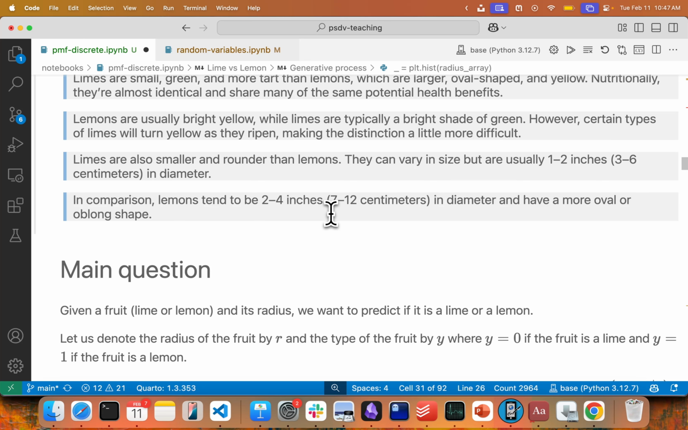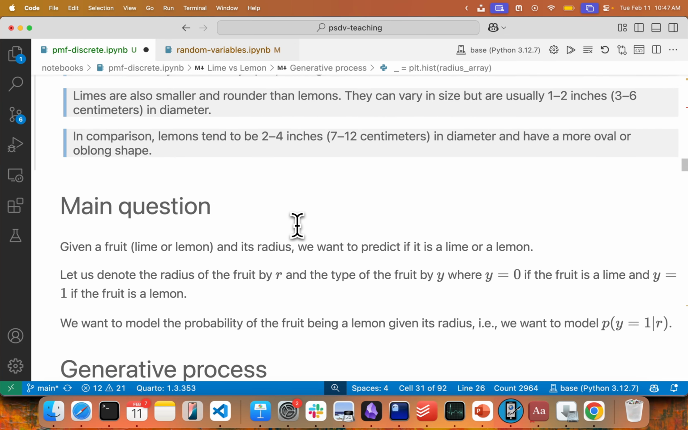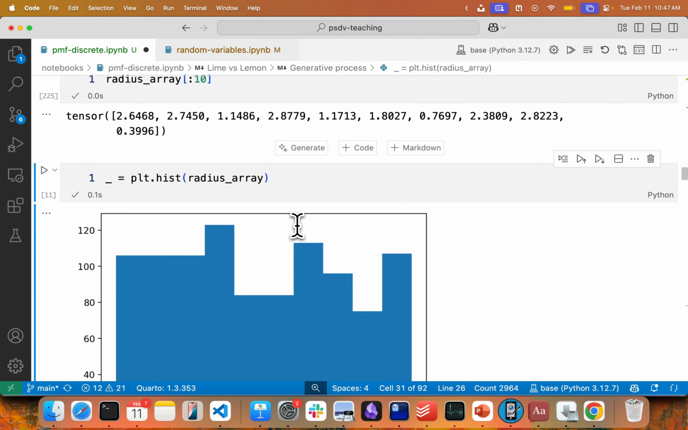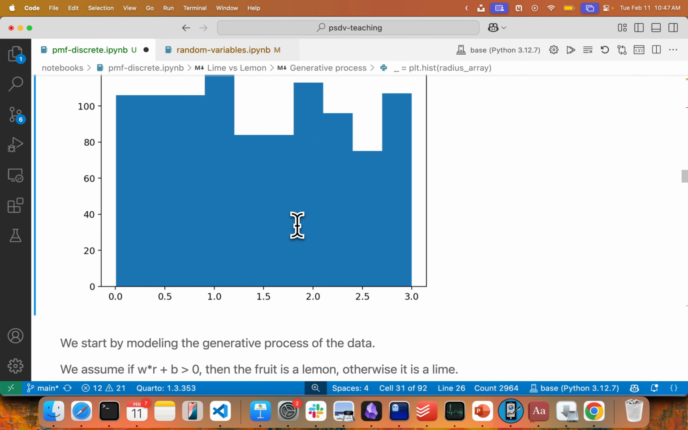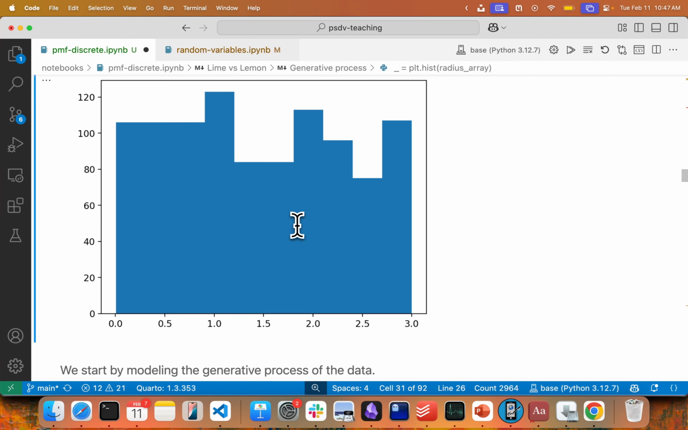If you get a fruit of 1.5 inches, are you sure it's a lemon? No, it's very likely that it's a lemon, but it's not guaranteed. So that is the reason why we are using these probability distributions. I am also looking at the histogram of the radius array. So it's uniform. I have a lot of fruits ranging from the radii being 0 inches to 3 inches.